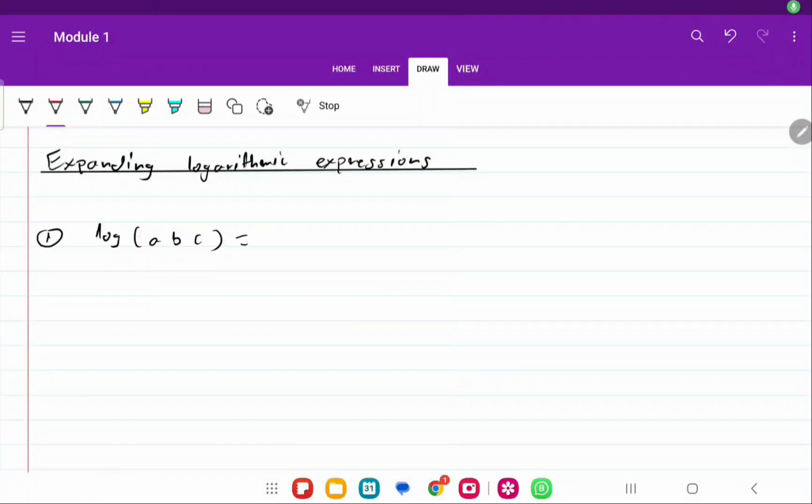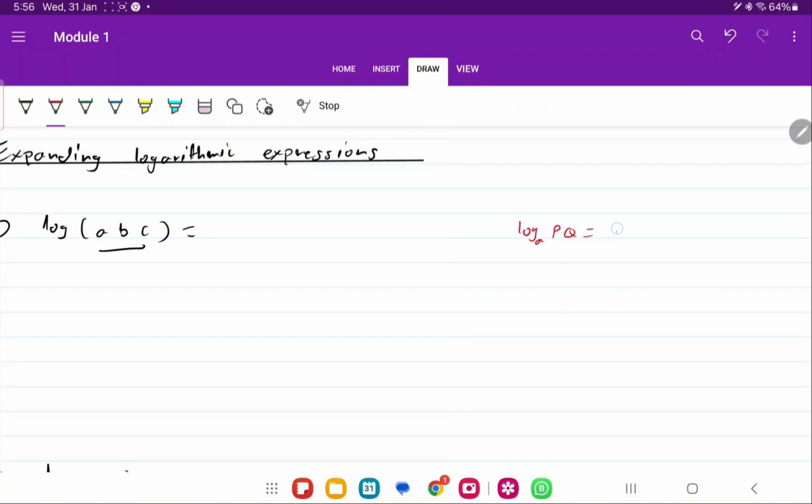Here I have the log of a times b times c. Notice that my argument is a product. So which law am I going to use? The product law. Now, recall that log base a of p times q is equal to log base a of p plus log base a of q.